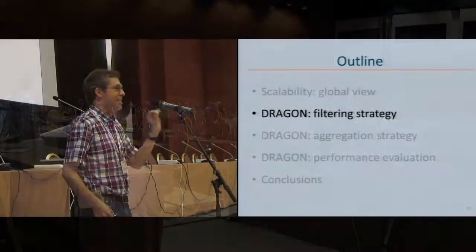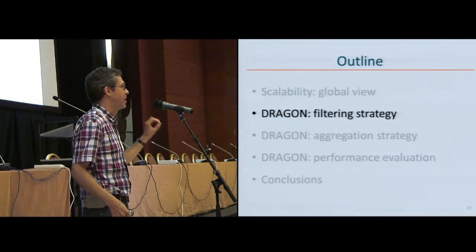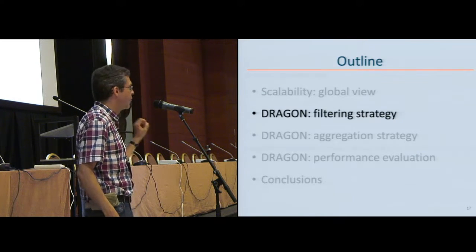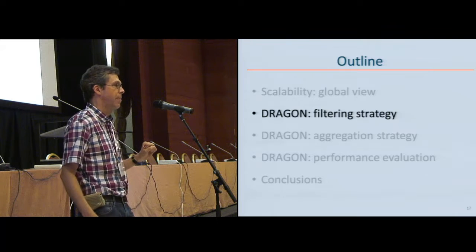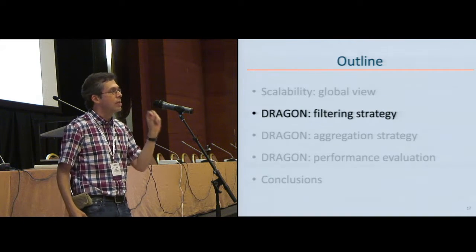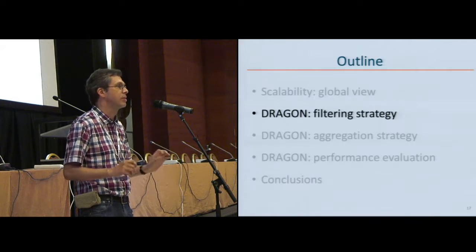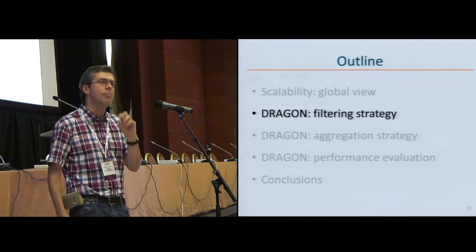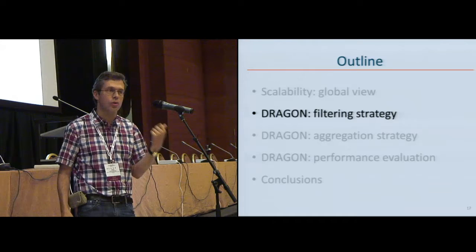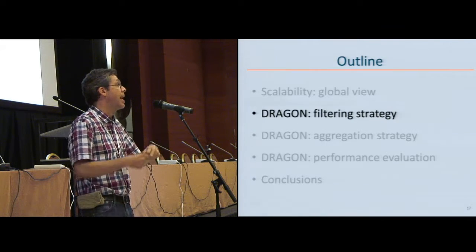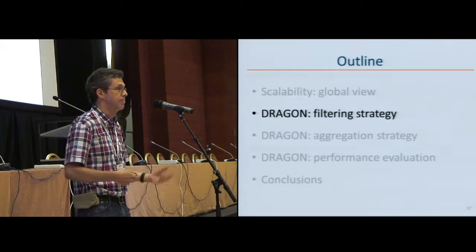So Dragon is our set of rules to implement the global view, to scale the internet routing system. The first component is a filtering strategy, which allows nodes, ASs, to filter some prefixes while respecting the routing policies. So filtering a prefix means that the prefix is not installed on the forwarding tables of the routers, and the prefix is not announced to the neighboring nodes.